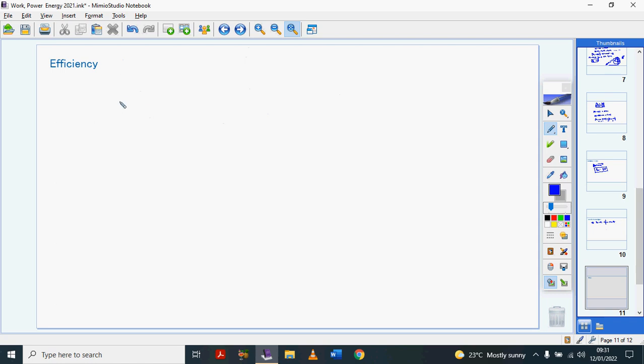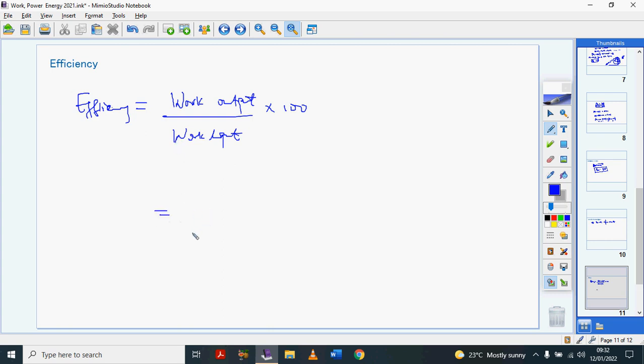Efficiency of a system is the ratio of work output to work input multiplied by 100. That's how we calculate the efficiency of a system, because you're trying to figure out what percentage of useful work this machine is doing, right? What percentage of useful work is this machine doing? And you calculate that by taking its work output divided by its work input.